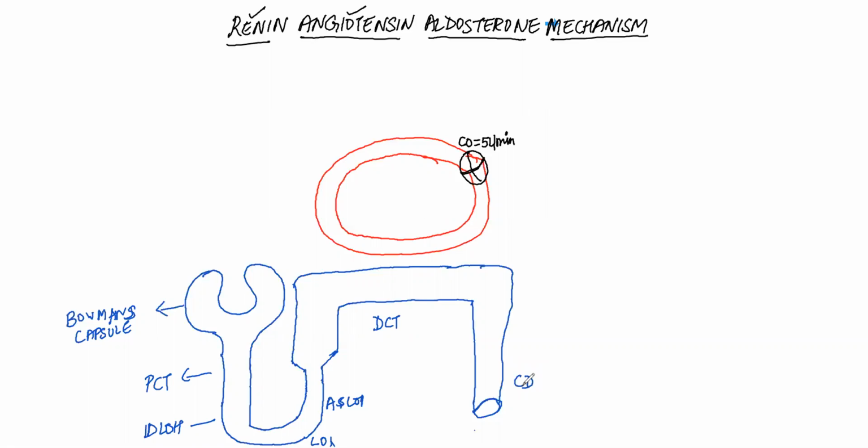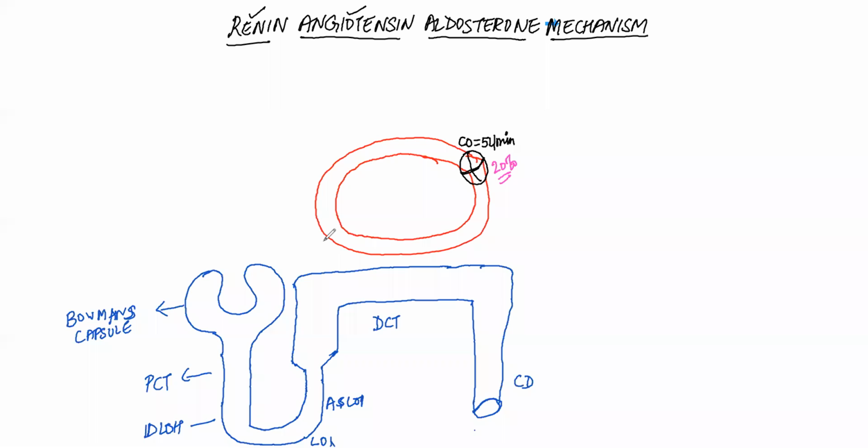Now let us come back to the physiology. Every minute, 5 liters of cardiac output is being pumped by the heart. Out of the 5 liters, about 20% of the cardiac output goes to the kidney. So how much is 20% of 5 liters? 1 liter. So through the renal artery, 1 liter of blood is being pumped to the kidney every minute.